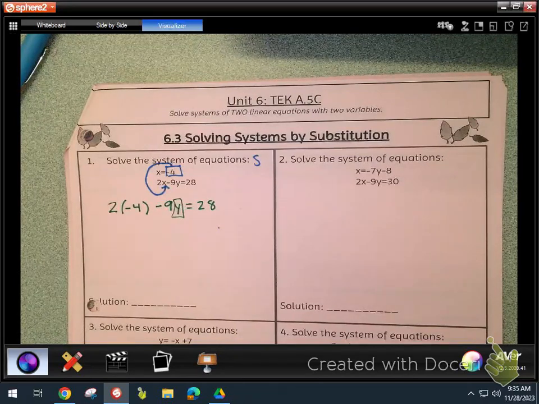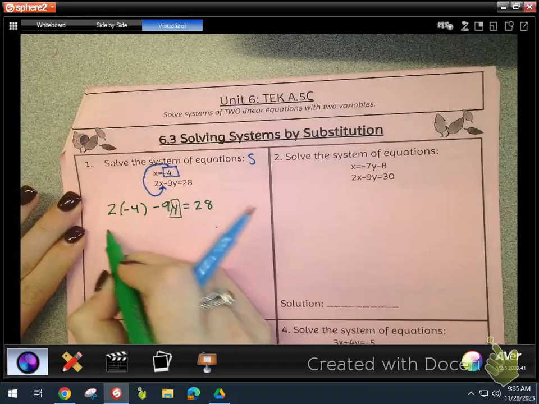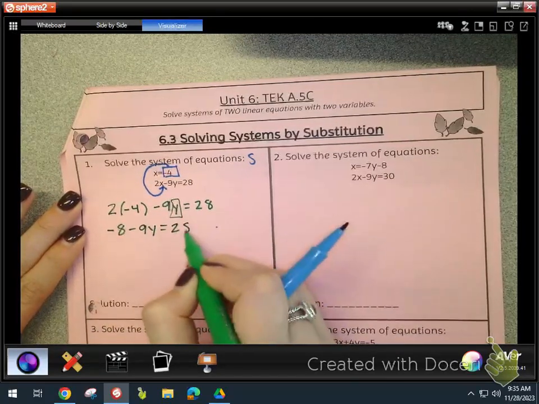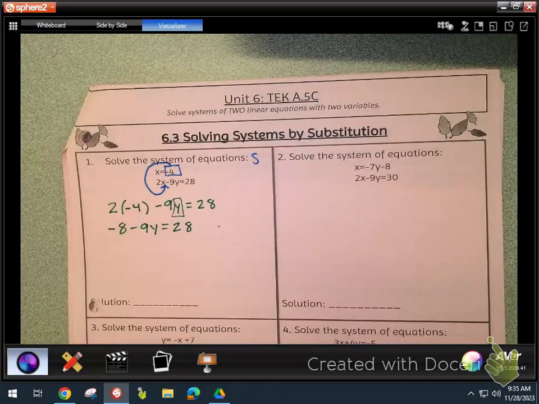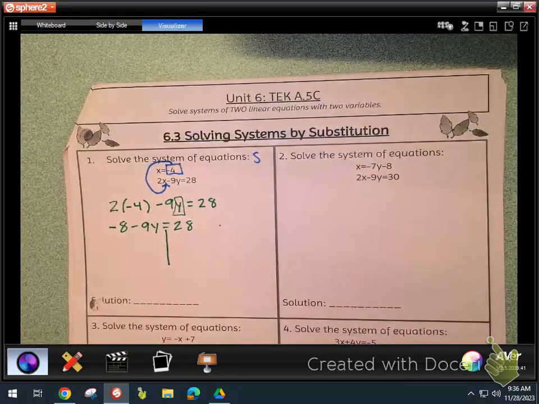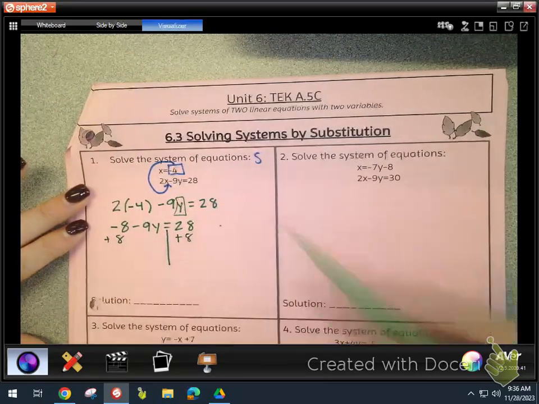So what is 2 times -4? -8. So we're going to have -8 minus 9y equals 28. It's already looking better. Got some parentheses out of the way. Okay, and so now I'm going to draw my line. Again, this is a throwback here. We haven't done this in a while. Daniel, remember what to do next? Yeah, you do plus 8 on both sides. So we plus 8 here, we plus 8 here.